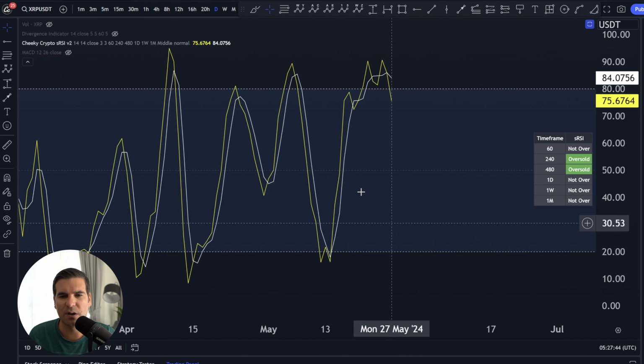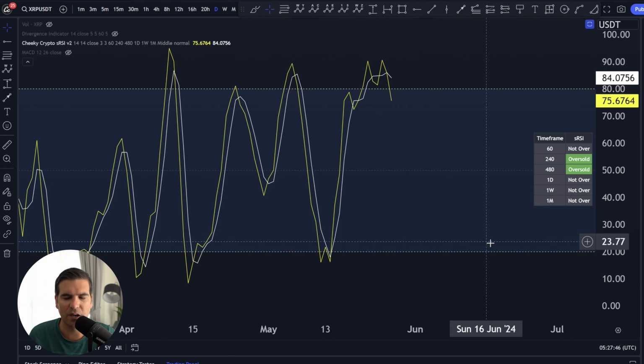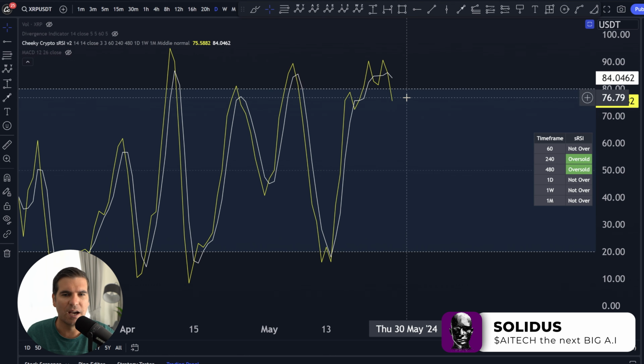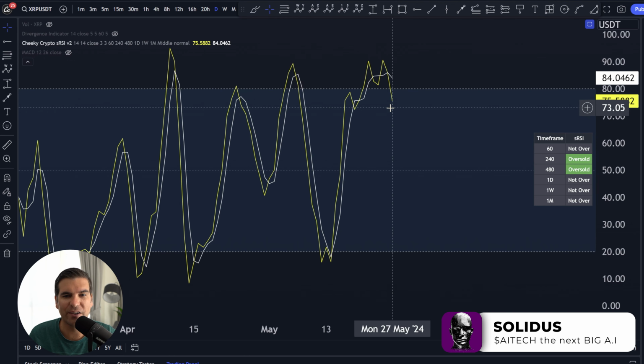Let's come up into our stochastic RSIs. You can see here that we are shifting momentum back to the downside, again indicating to us that we might start to see that slippage in price, and it is actually staying quite high on this daily time frame. It's not a large correction going on here.